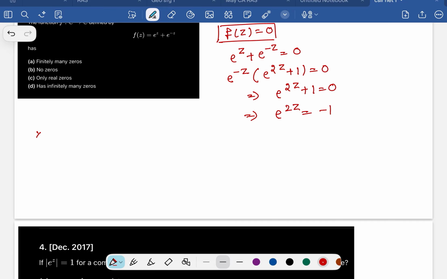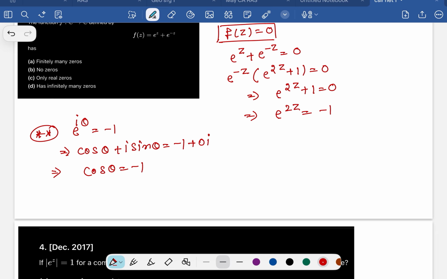And always remember that e to the power i theta is equal to minus 1. It implies cos theta plus i sin theta is equal to minus 1 using Euler's formula, which means minus 1 plus 0i, we can write it like this, which means cos theta has to be minus 1.